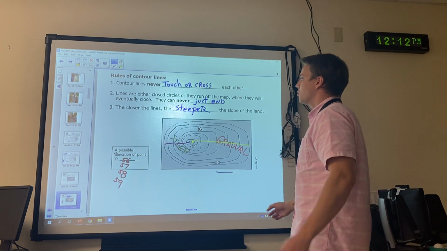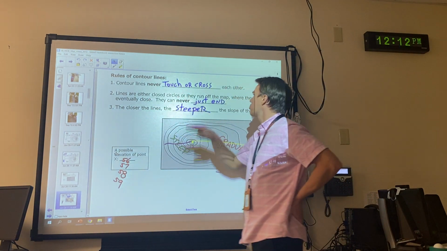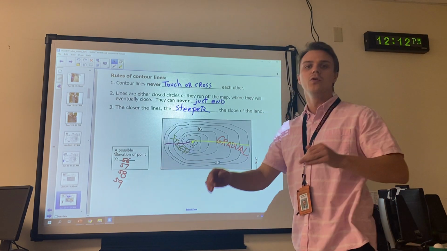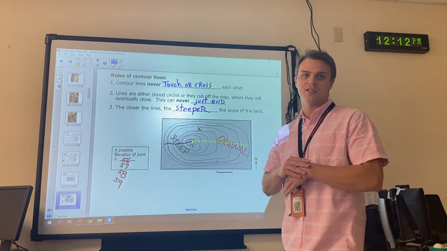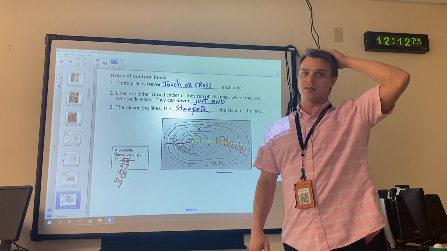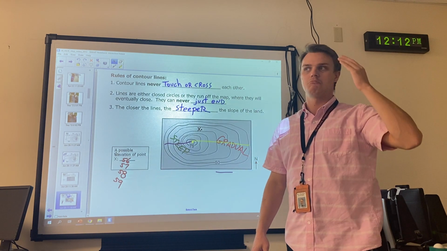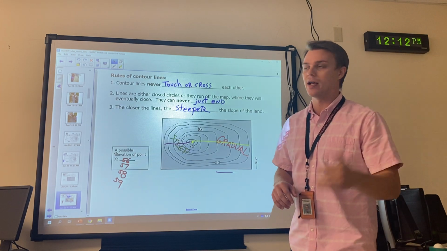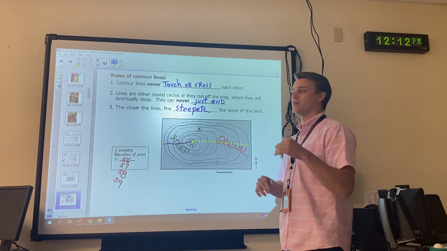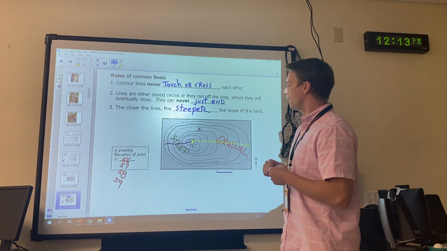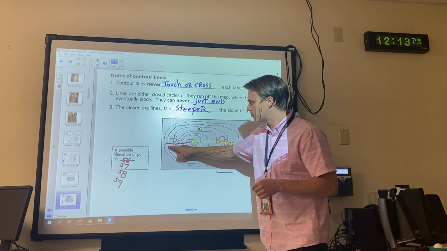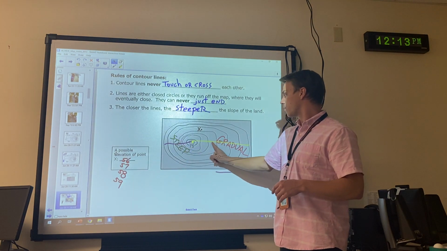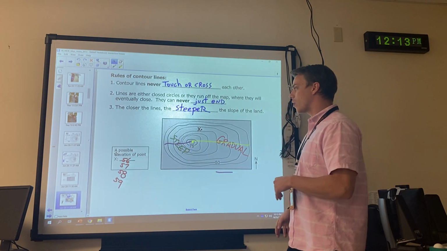So contour lines never touch or cross other contour lines, meaning that we can't have two heights in one spot. It'd almost be like me saying like, hey, I'm 6 foot, but at the same time I'm 5'10". No, we can only have one location being one elevation or being one height above sea level. When the lines are close together, like these lines are close together on the left side, this is going to be steep. When the lines are further apart, this is going to be gradual.